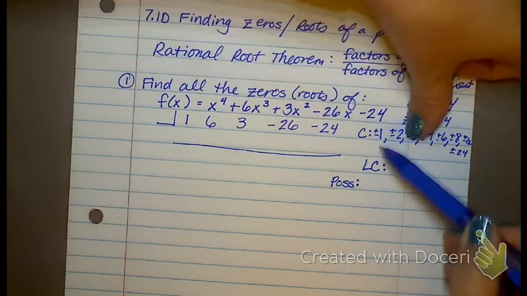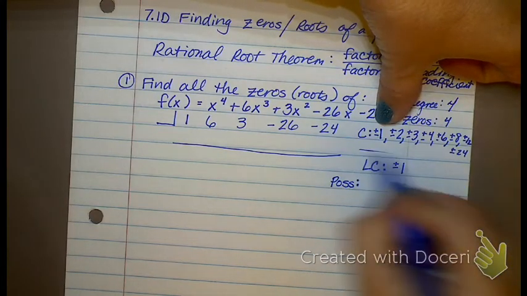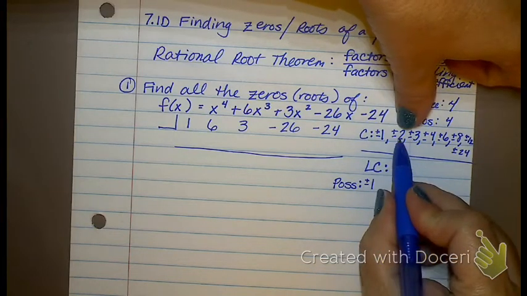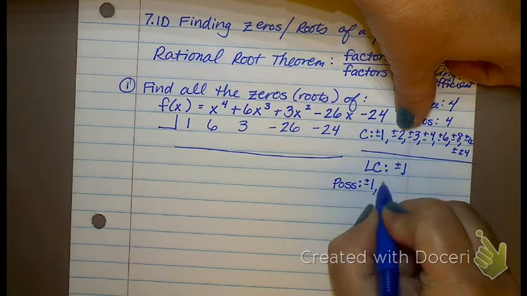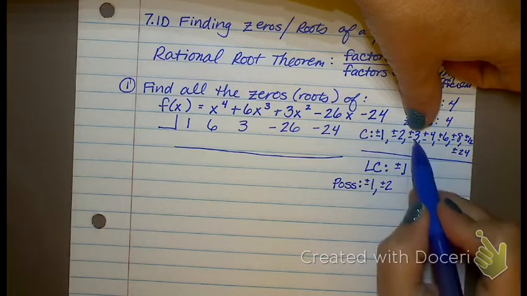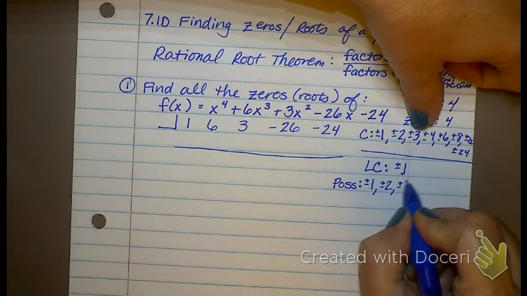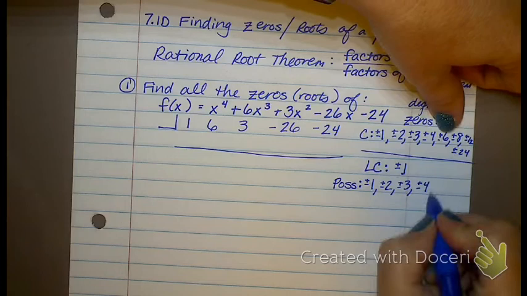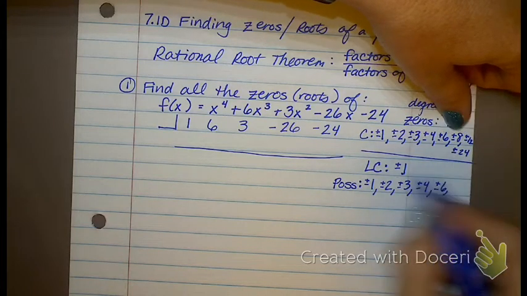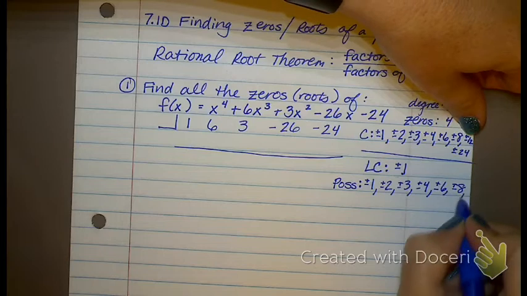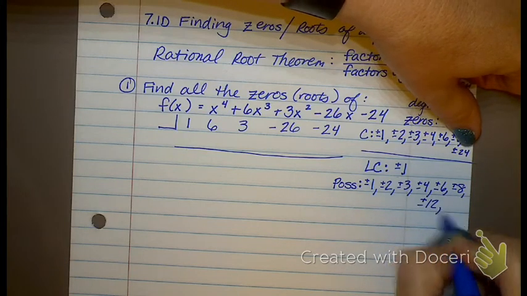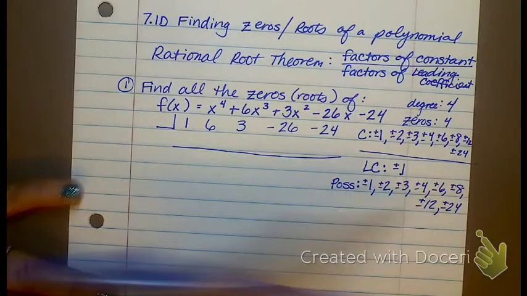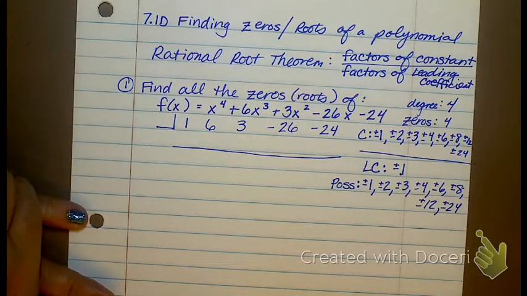So neither of these individually is my list of possibilities, but here is my list of possible roots. I'm going to take the first number, which is 1, put it over 1. What is 1 over 1? 1. Next number, 2 over 1. What does that reduce to? 2. 3 over 1? 3. 4 over 1? 4. 6 over 1? 8 over 1? 12 over 1? And 24 over 1. When I have a leading coefficient of 1, it makes this list very quick to come up with. When it's not 1, we'll see what to do there.